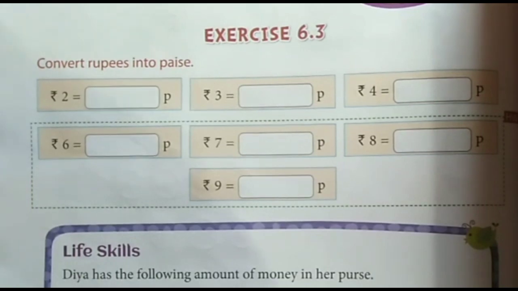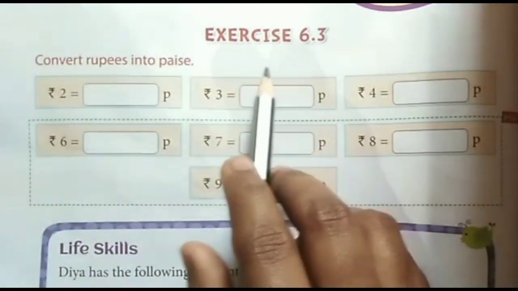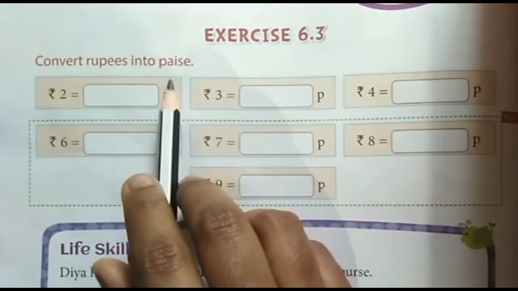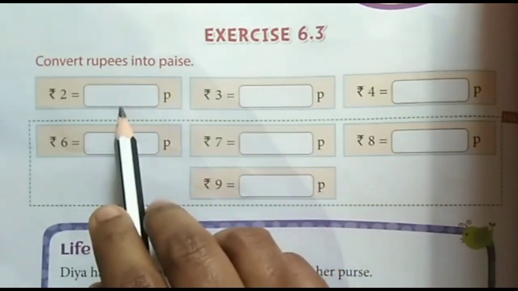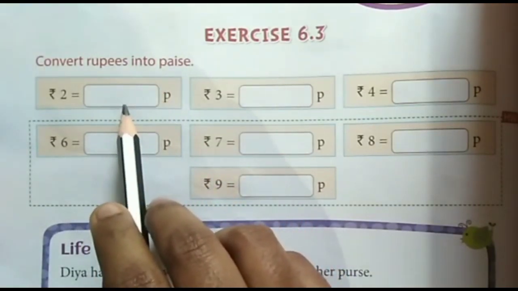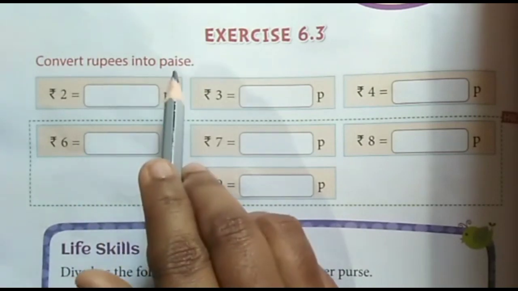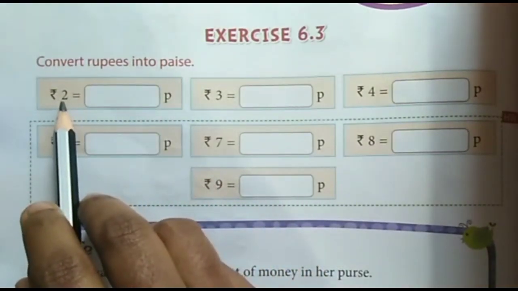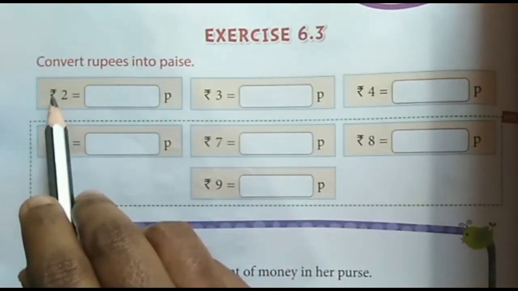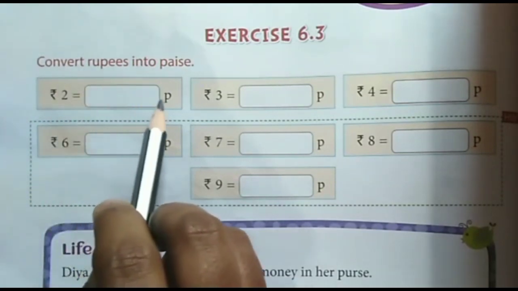Children, take page number 112, exercise 6.3. Convert rupees into paise. We learned that 1 rupee is equal to 100 paise. So to convert rupees into paise, we should multiply the given rupees with 100. The first question is 2 rupees. We should convert 2 rupees into paise.